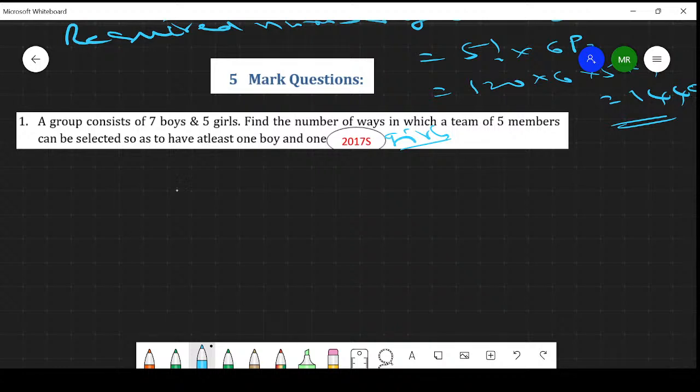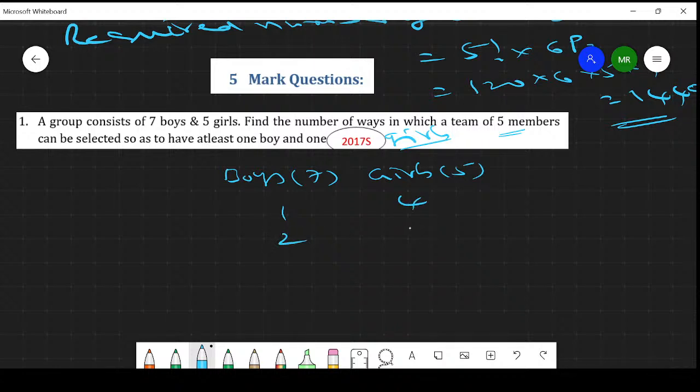I will do it in a simple way. 7 boys and 5 girls we have. At least one boy and one girl means I will make a table like this. First I write boys 7 and girls 5. Because they say at least one boy, minimum one boy. But how many should we select in total? A team of 5 members. If I take one boy, then I take 4 girls.